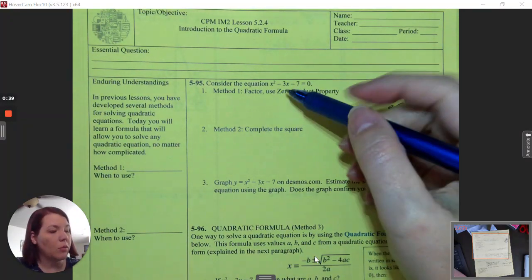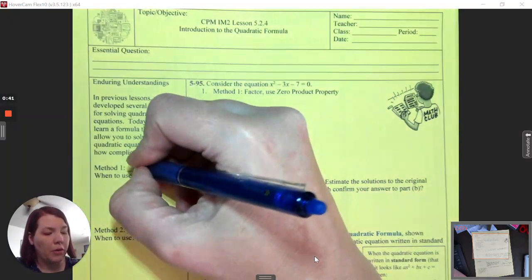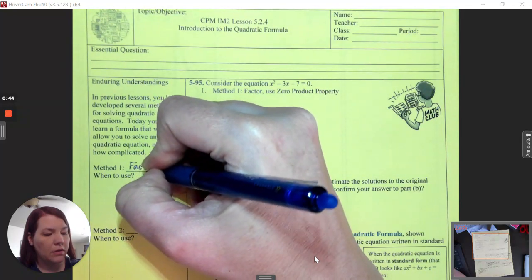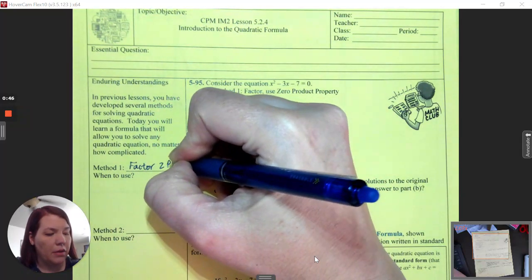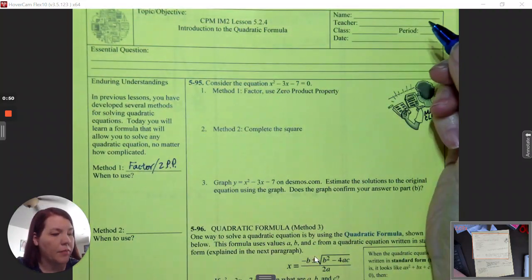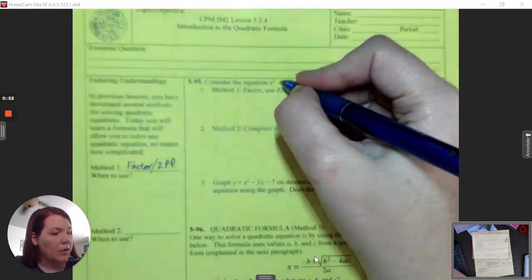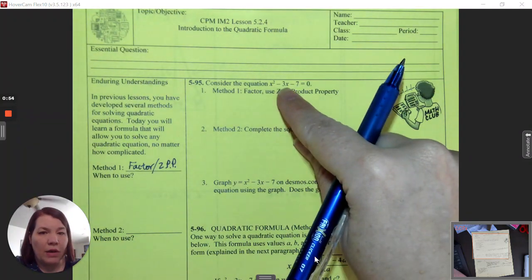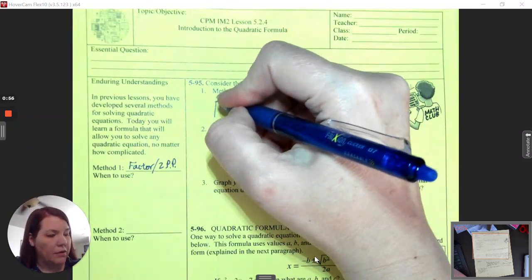Okay, so method 1 is factor and use the zero product property. So over here, I'll write factor, ZPP, zero product property. And so let's go ahead and try it. We've got this equation, x squared minus 3x minus 7. Let's go ahead and try to factor it.